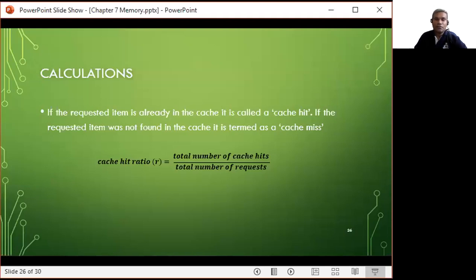Hit means you search for something and it's already in the cache. Miss means you search for something and it's not in the cache, so you have to go back to the RAM and retrieve it and come back. So it will take a little bit longer. So which one do you like to have? Cache hit or a cache miss? Yes, a cache hit is much better, right?